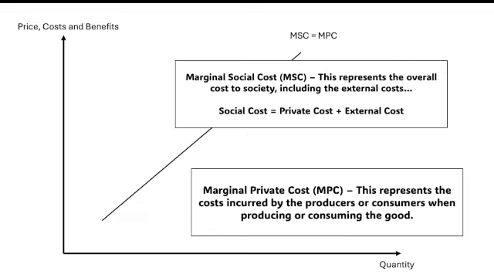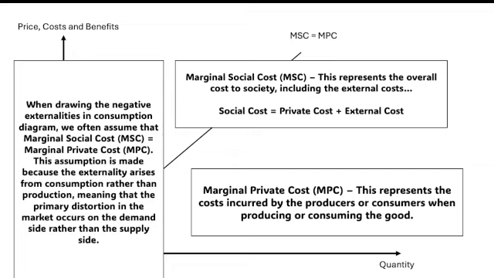Now, the marginal social cost has a formula, and it's the private cost, what I've just mentioned in terms of the first and second party, but it's also adding the external cost. And remember, those are the costs that are associated with the third party, those not directly involved in the transaction. So in other words, it's the costs to society.